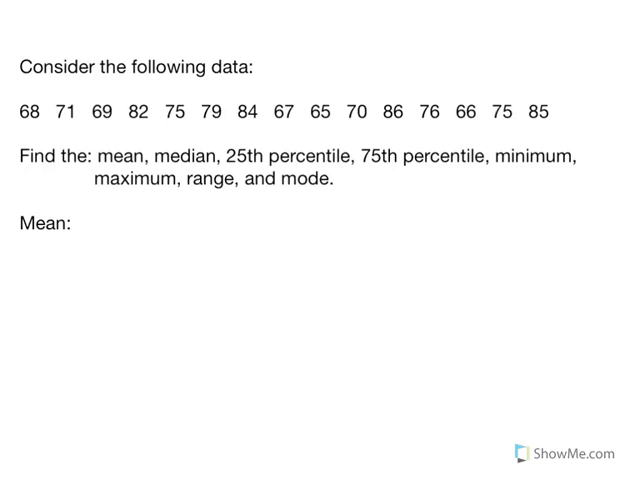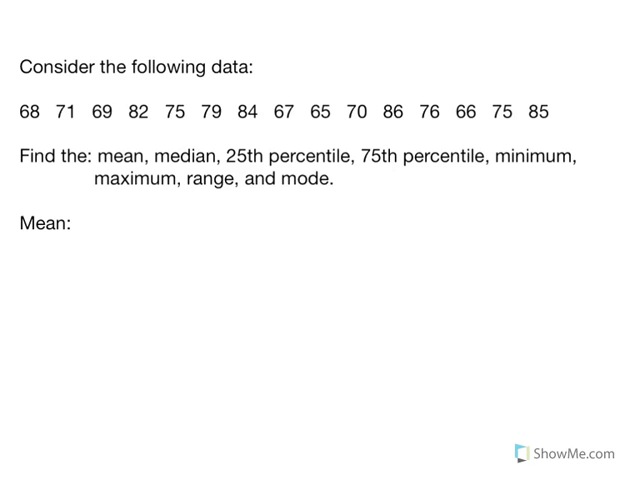Consider the following data. You are given 15 data points. With those data points, we want to find the mean, median, 25th percentile, 75th percentile, minimum, maximum, range, and mode. So we're going to talk about each one of these individually, pretty much in order.